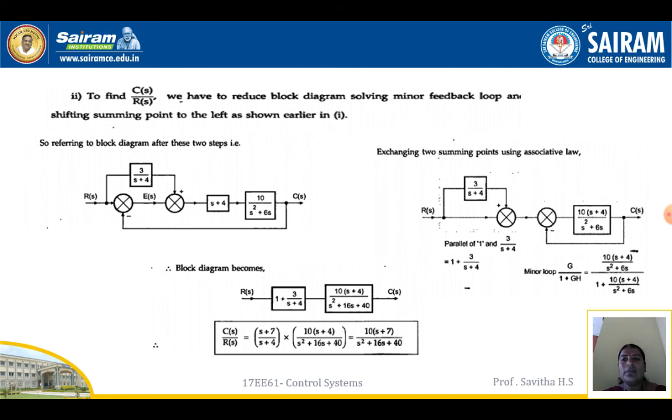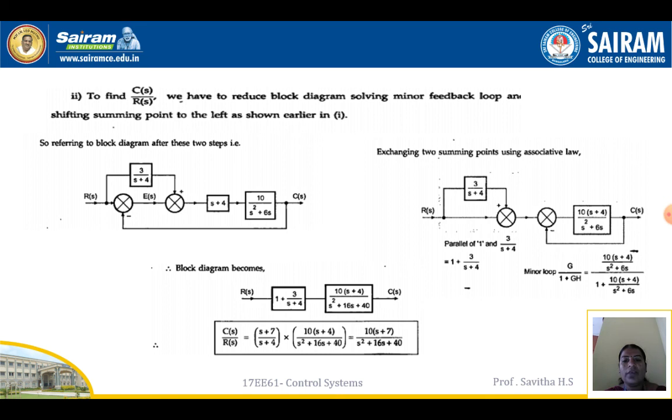To find C of s by R of s, we have to reduce the block diagram, solving the minor feedback loop and shifting the summing point to the left as shown in the figure. So shifting the summing point, by exchanging the two summing points, we can write this as 1 parallel with 3 divided by s plus 4. So the minor loop is G divided by 1 plus GH, that is 10 into s plus 4 divided by s square plus 6s, divided by 1 plus 10 into s plus 4 divided by s square plus 6s. So now after reducing, both the blocks are in series.